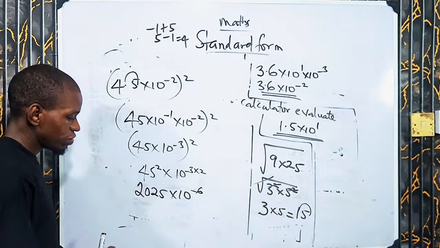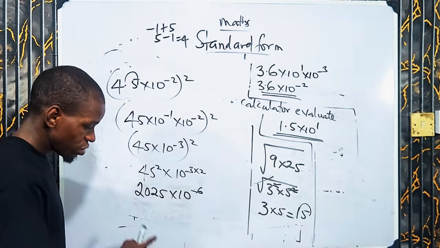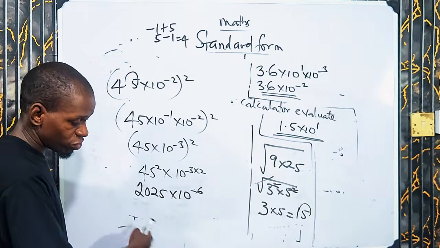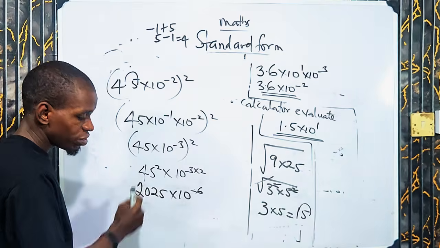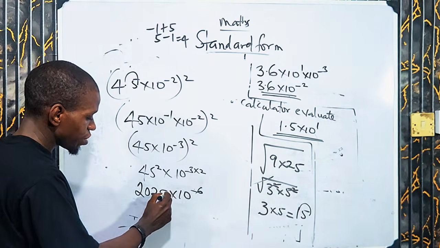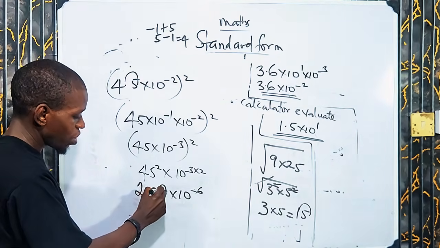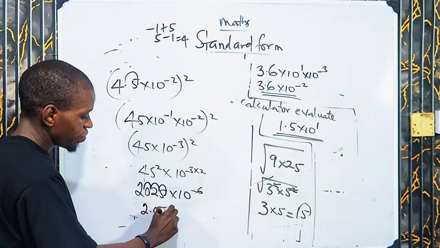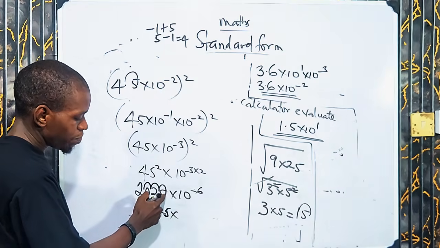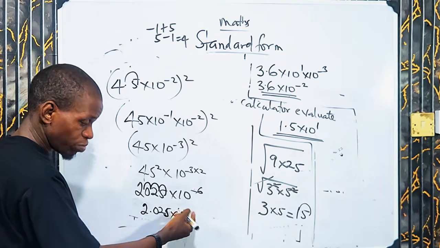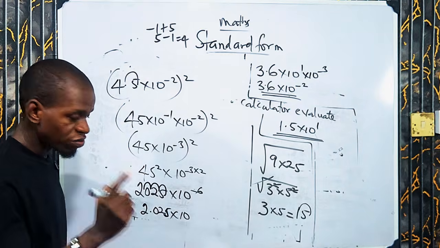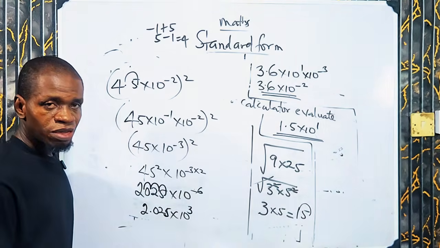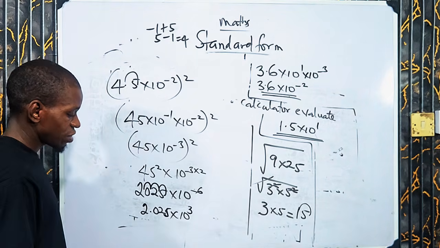So where is my point located? Since I'm not seeing any point inside here, I will assume that the point is behind here. So let's move this point from here to this point. I have it as 1, 2, 3. So I'm going to have it as 2.025 times, since I move from back to front, 10 raised to the power positive. Back to front is positive. How many times did I move it? 1, 2, 3. I moved it 3 times, so 10 raised to the power 3.